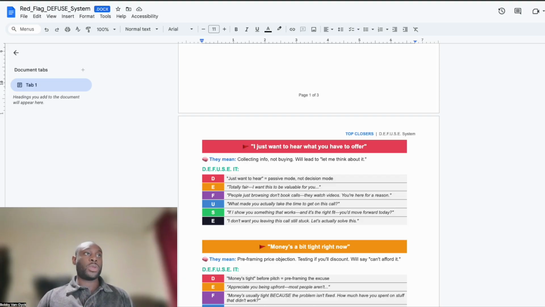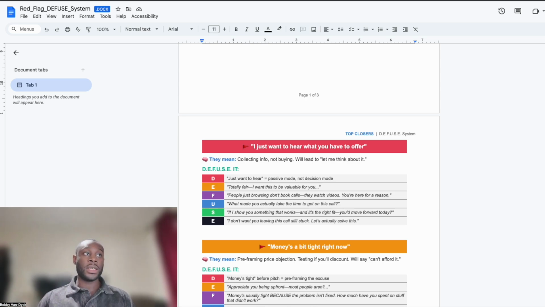The classic: I just want to hear what you have to offer. What does that mean? As we just went through, they're collecting information and not in a buying state, which is going to lead to, let me think about it. We want to prevent that. So we're going to diffuse this. When someone says, I just want to hear what you have to offer, you want to say, okay, cool. In my head, I now know what this means. You would say to them, that's totally fair. I want this to be valuable for you. People just browsing don't book calls. They watch videos, right? You're here for a reason.